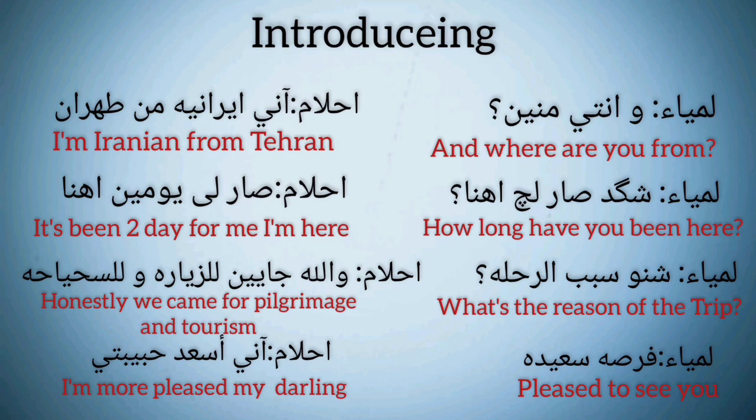إيش قد صار لك إحنا? How long have you been here? إيش قد literally means how many. And most of the time we have to use it as how many. But in this context, we translate it as how long. صار لك means have you been. إحنا means here. How long have you been here?